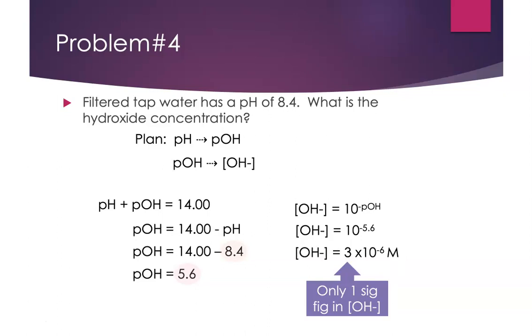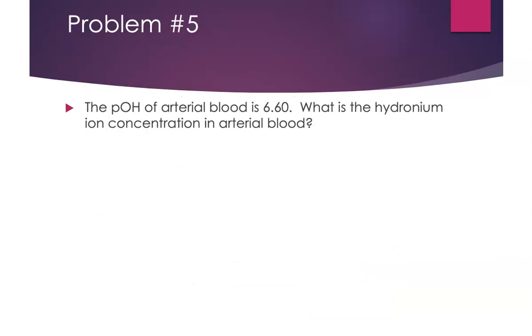All right, so make sure you understand the path of how I did the problems, but that you can also use your calculator to arrive at the correct answer. Let's go on and do another problem. Problem number 5. The pOH of arterial blood is 6.60. What's the hydronium ion concentration in arterial blood?